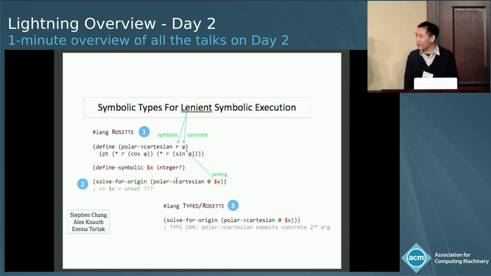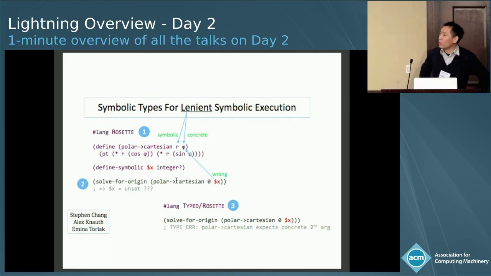The title of my paper is Symbolic Types for Lenient Symbolic Execution, and I'd like to say three things about it. First, the word lenient in our title refers to computation in Rosette, which is a language for writing programs that use a solver. Rosette symbolically executes a program to compile it to solver constraints, but it also allows programmers to mix in concrete features and concrete code, which enables more use cases, like in this example here.